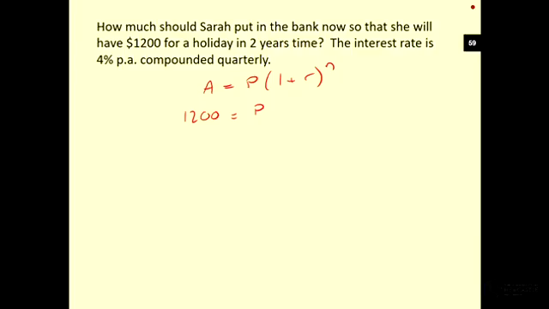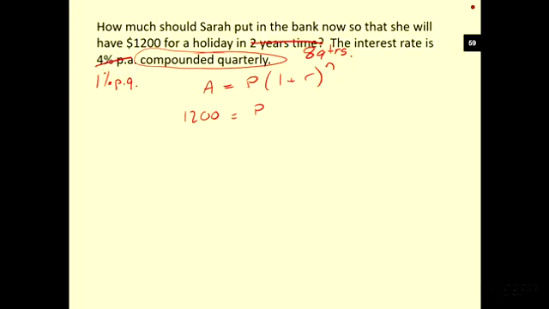Well, compounded quarterly, what a pain. I've just got to convert things to quarters. It was 4% per annum, so it's only going to be a quarter of that. 4% per annum is 1% per quarter. And 2 years, how many quarters in 2 years? Times 4. 4 in that year, 4 in that year. Instead of 2 years' time, I'm going for 8 quarters.